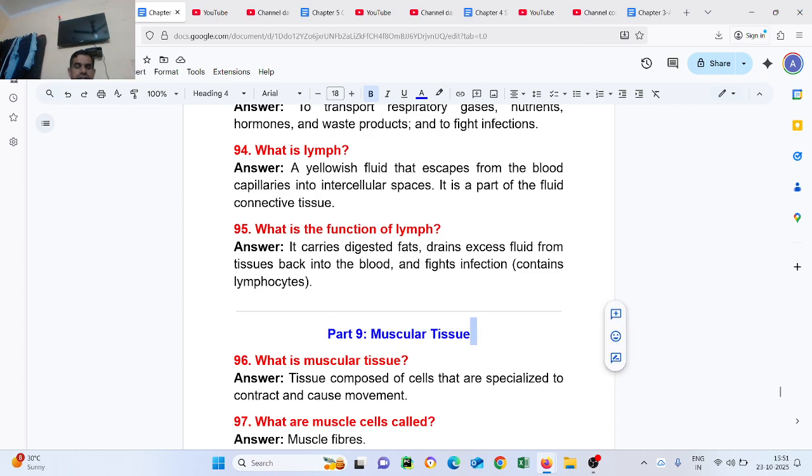Question number 96. What is muscular tissue? Tissue composed of cells that are specialized to contract and cause movement.